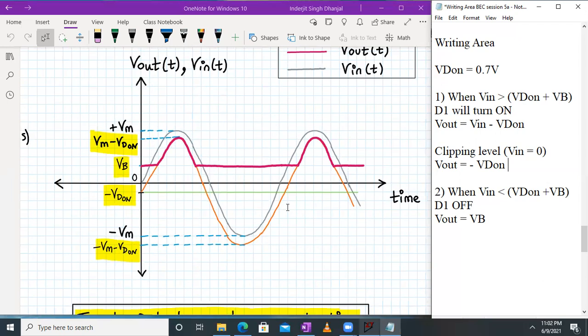Okay, so when the diode is on, your output is tracking the input. That means the curve will come on the orange color graph. And whenever the diode is off, the output will remain at VB level. So as simple as that.